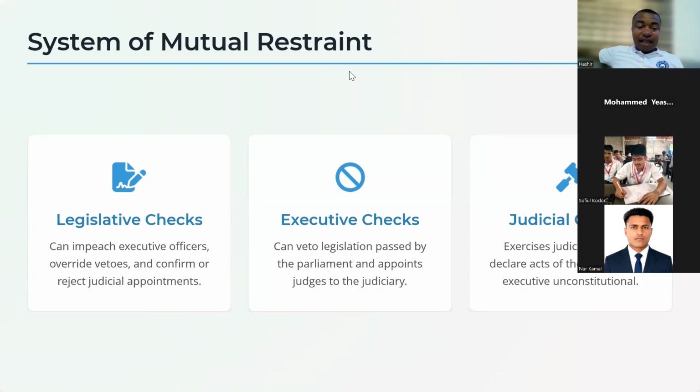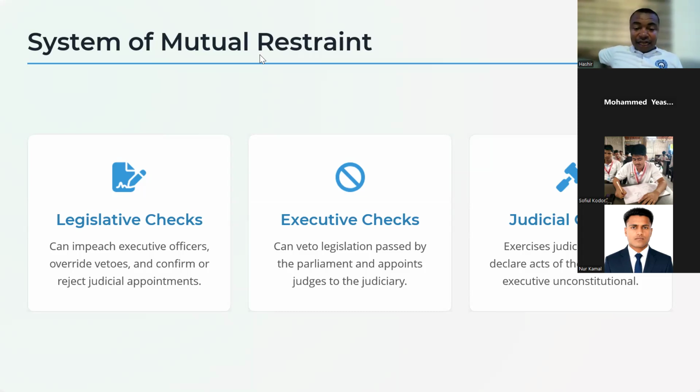So the legislature can impeach officers and reject judicial appointments. For example, in the news in Ghana yesterday, the president of Ghana nominated 3 judges to the Supreme Court. What this means is that they are going to go through the legislative debate and be vetted. If they are deemed qualified, then they will ascend to the Supreme Court. But if they fail, then the legislature will say no, we don't want them.